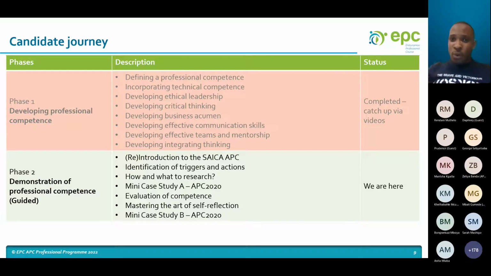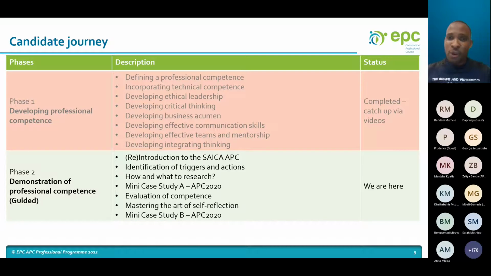And then we brought it all together. At the beginning, we started by defining a competent professional. We listed all the attitudes, values and enabling competencies, and now we've gone through every single one of them. Let's bring it all together, which is that integrated thinking. So we did all that with our candidates.